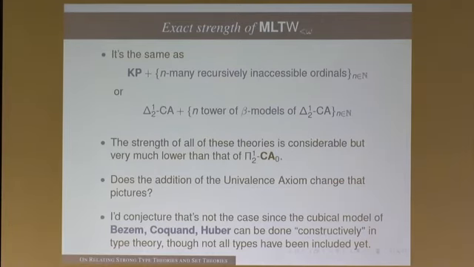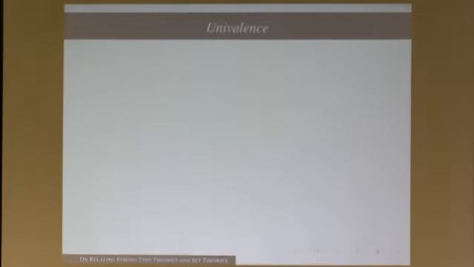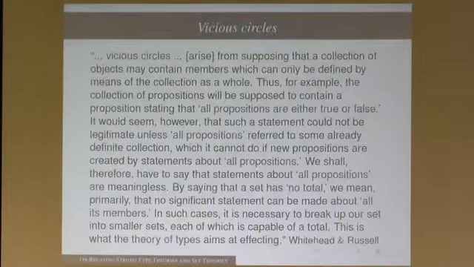And this is due to recent work on the cubical set model for univalent type theory by Bezem, Coquand, and Huber. And this can be done constructively, so it can be done in type theory itself. Though at the moment not all type constructions have been included, so this is still not a done task, but this is quite indicative that univalence will not add any strength to it. Okay. All right. So much for the usual stuff. Univalence I'm not going to talk about.